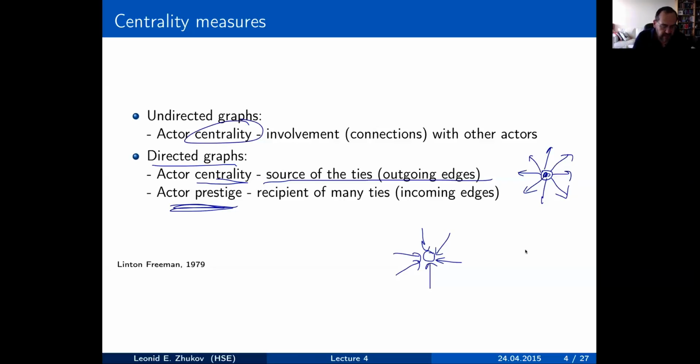Sociologists are quite picky about differentiating centrality and prestige. At the same time, you will see a lot in the literature, especially computer science or biology literature, that people just talk about centrality and do not differentiate centrality and prestige. So we'll stay with the notion of centrality, but we'll definitely emphasize the difference.